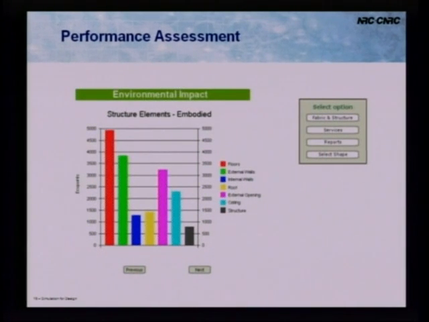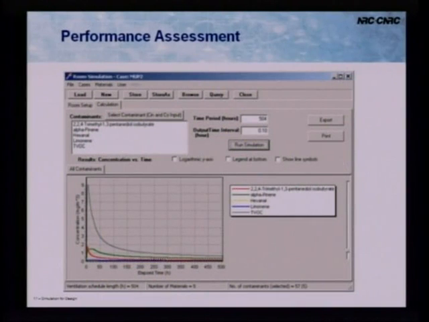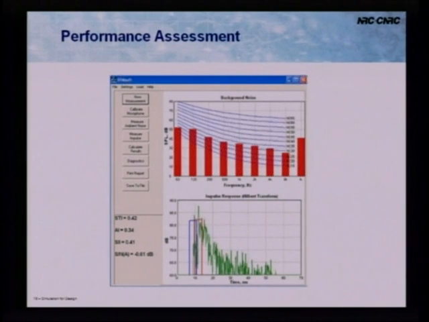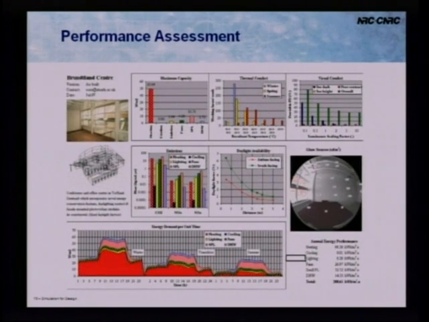You may want to look at the environmental impact of the embodied energy within the materials you're using on your building. All of these are potential performance assessments that you can do with an integrated tool or a single issue tool. You just need to define what performance you want to assess. And then here's VOC emissions, so volatile organic compounds coming off of the construction materials. How do they diminish over time as you ventilate the building? Acoustical performance.